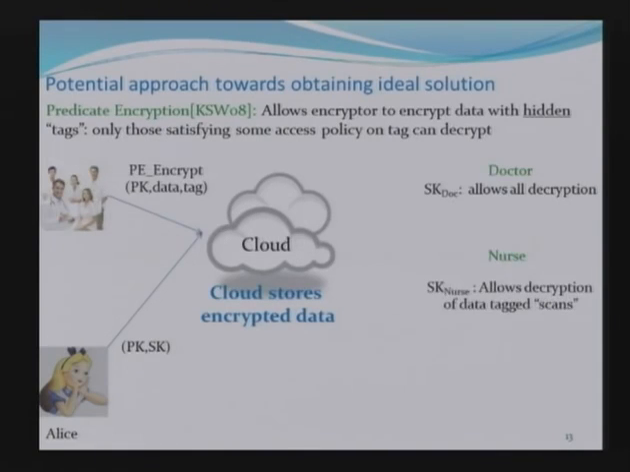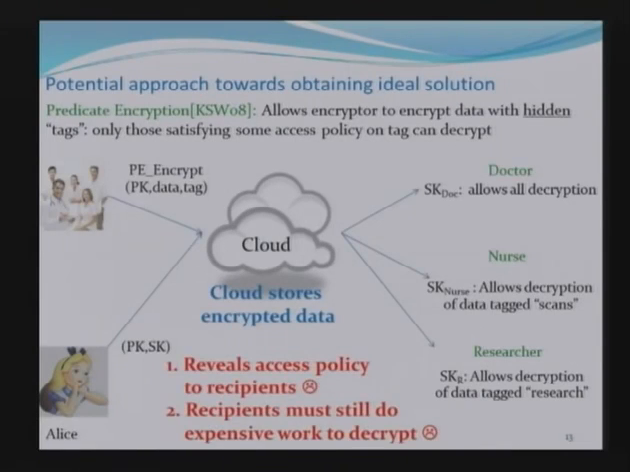She will give the nurse a secret key sk_nurse, and this sk_nurse will somehow magically allow the nurse to only decrypt portions that are meant for her, portions that have, for example, the tag scans. And the researcher similarly will receive a key sk_r that will allow decryption of data that's tagged research. Predicate encryption allows us to build such cryptosystems. Now what can happen? The cloud can just give all the encrypted data to all these recipients, and the recipient can do the appropriate decryption and learn only the required portions of data.